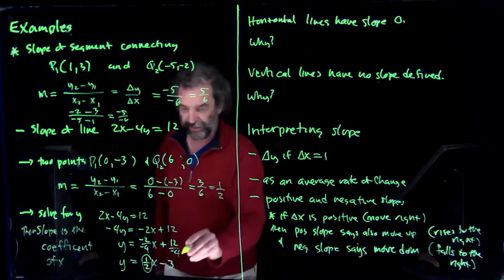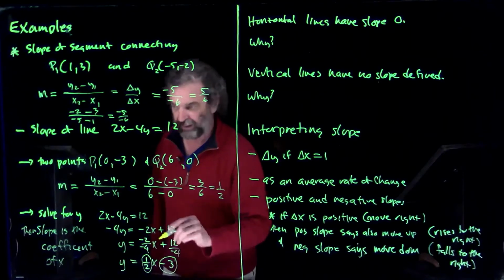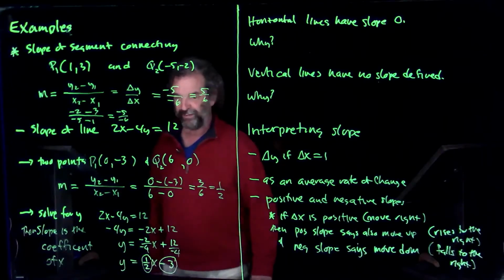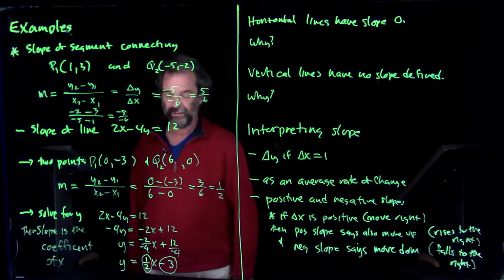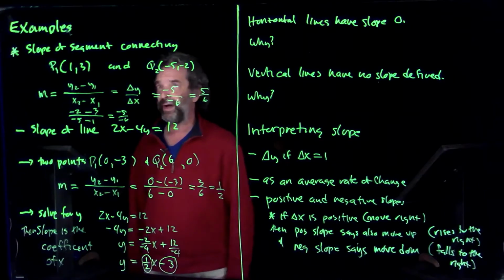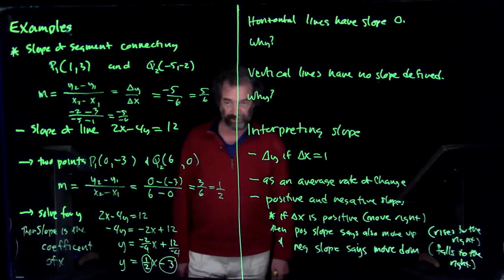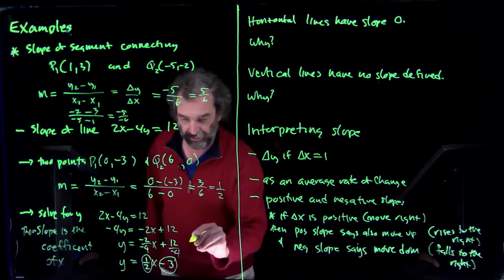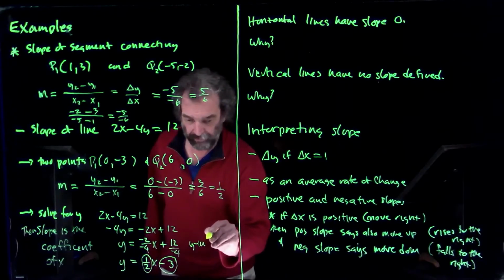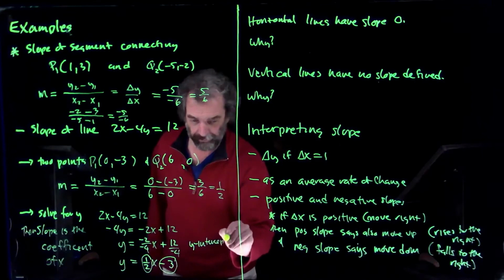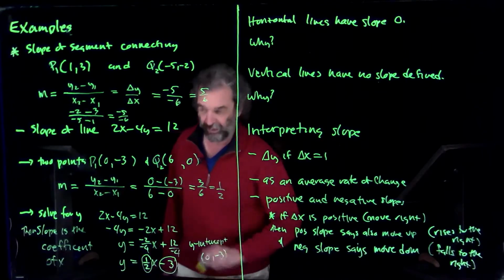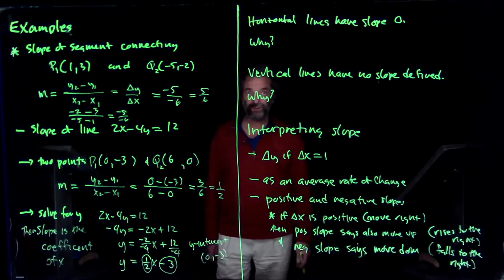You might wonder about this other number over here, this minus 3. Well, that's the value for y when x is 0. x is 0 puts you on the y-axis, so that tells you the y-intercept is 0, minus 3. So having solved for y, it has some use.